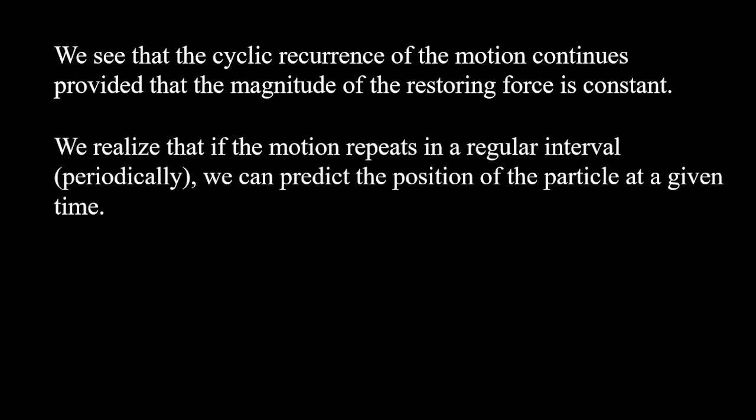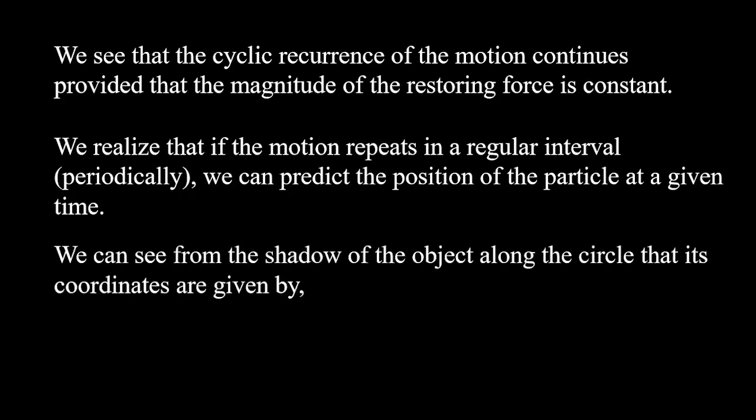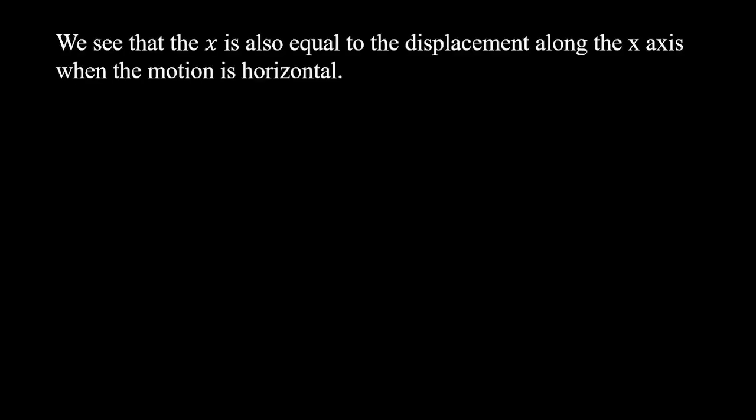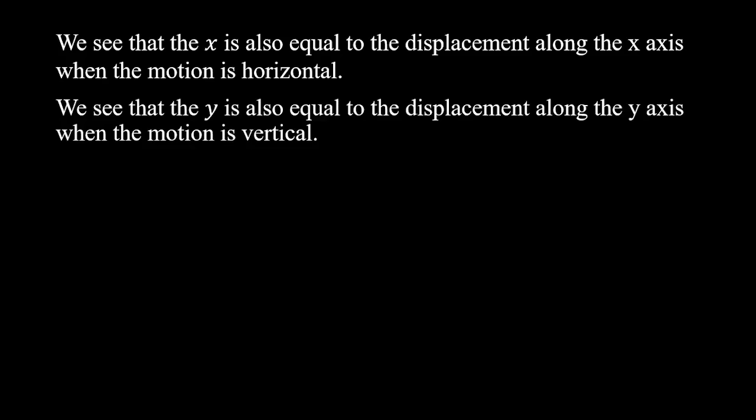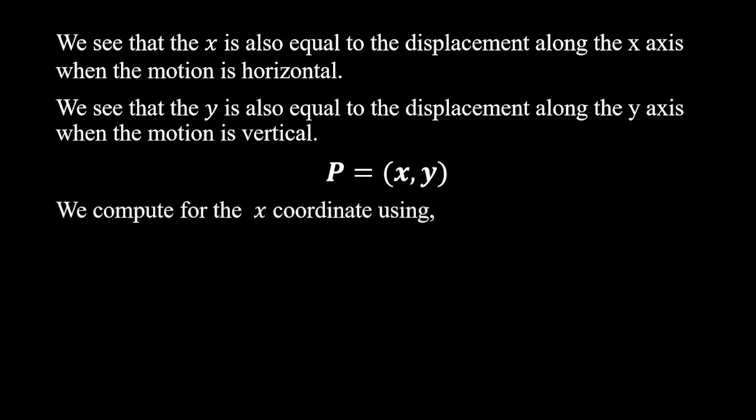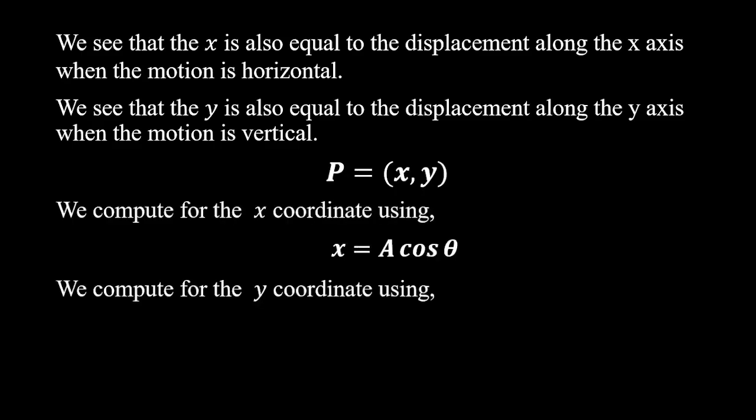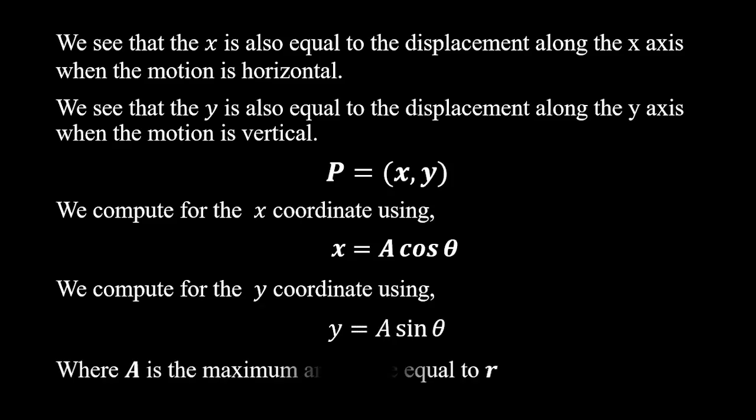We realize that if the motion repeats in a regular interval periodically, we can predict the position of the particle at a given time. We can see from the shadow of the object along the circle that its coordinates are given by. We see that x is also equal to the displacement along the x-axis when the motion is horizontal. We see that y is also equal to the displacement along the y-axis when the motion is vertical. We compute for the x-coordinate using. We compute for the y-coordinate using, where a is equal to r.